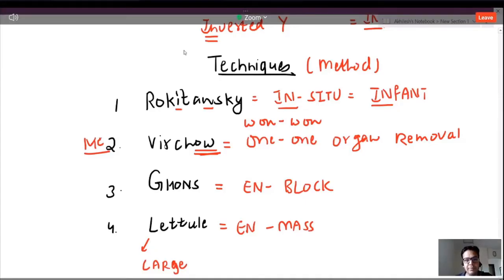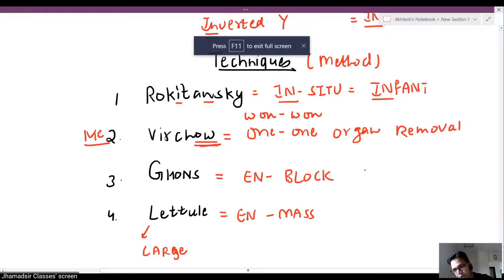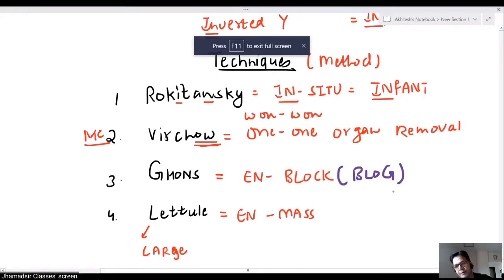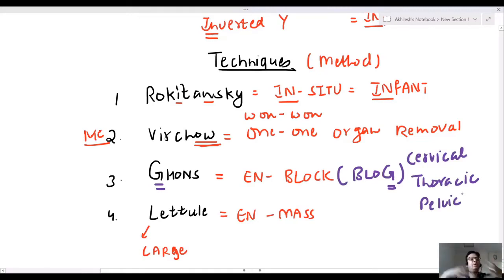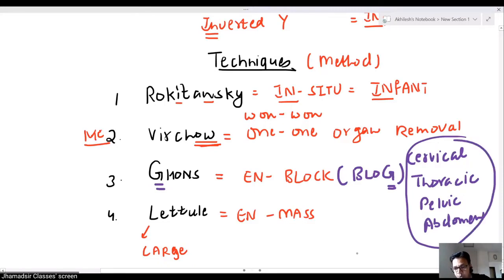Gons is a block method. How to remember? Block, G for Gons. What are the blocks? We are taking the cervical block out, thoracic block out, pelvic block out, meaning cervical organs separately, abdominal organs separately. These are the blocks taken out. This is known as Gons method. But if we are taking all these out simultaneously, this is the en masse method.